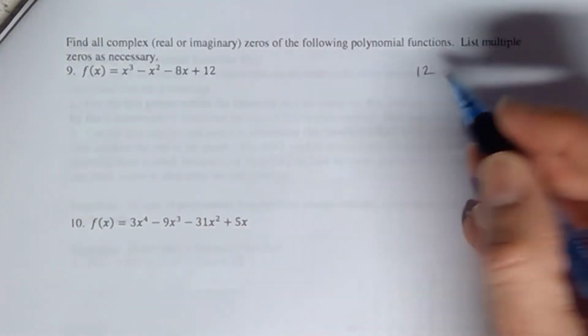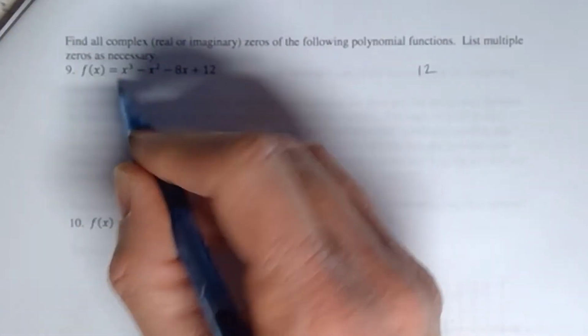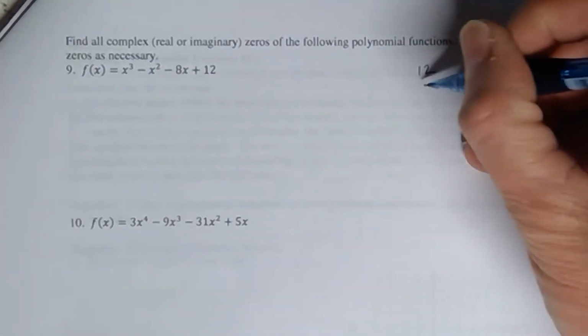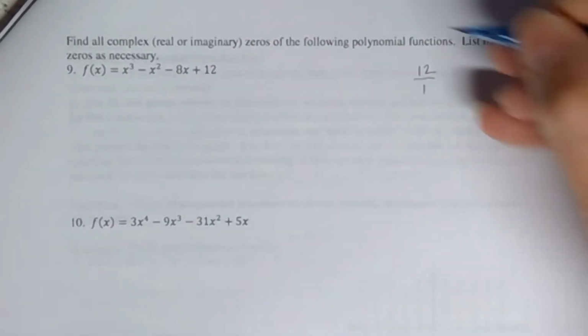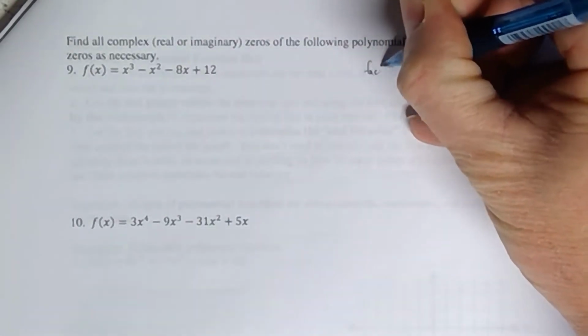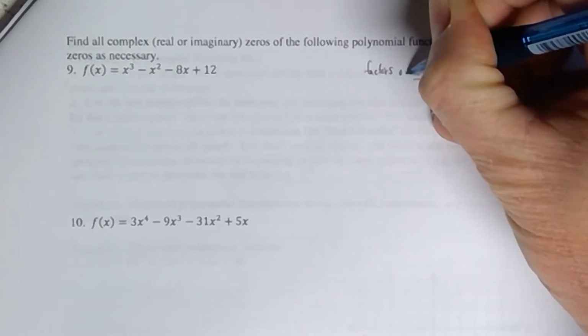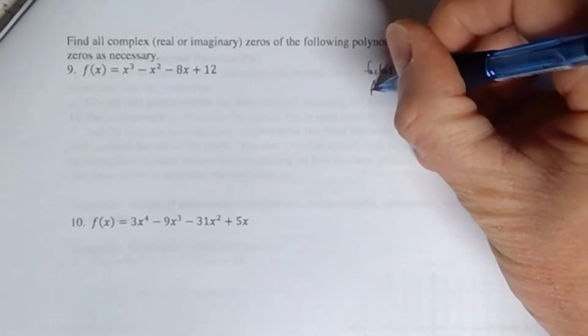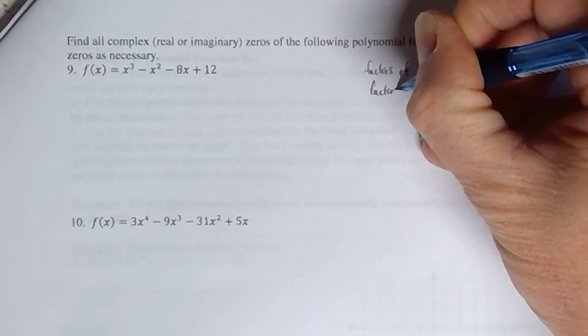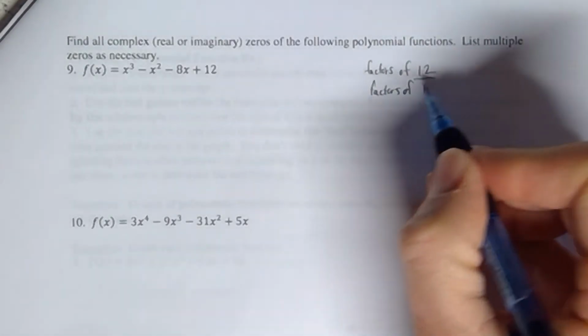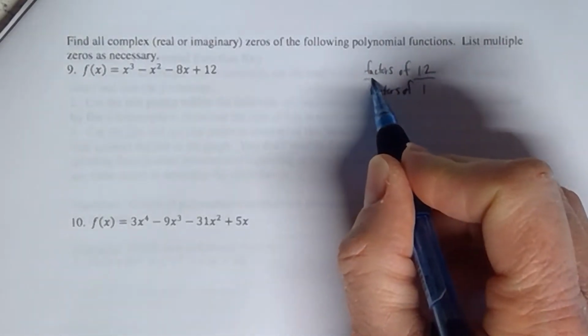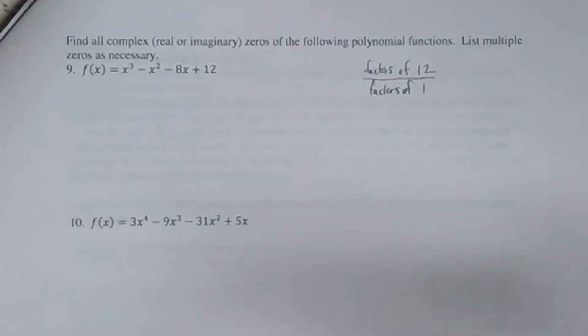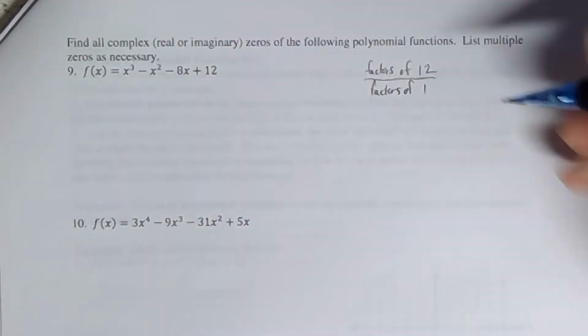And then you take the coefficient of the highest degree term, which is 1. All right, and here's what you do. You have to take all possible combinations, positive or negative, that are factors of 12 and factors of 1. And I put the fraction bar there for a reason. It's because you have to take fractions that are combinations of. Let me show you what I mean.